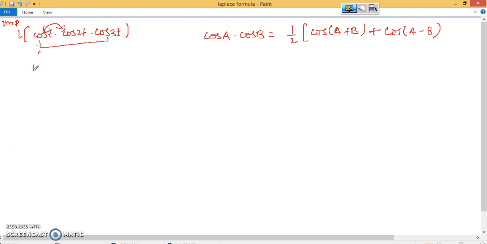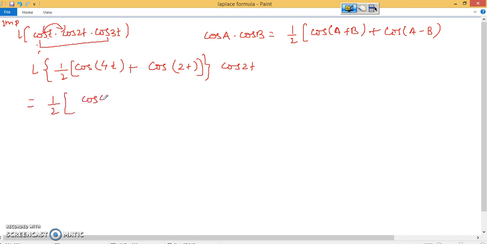So I can write it here, half of cos of A plus B, t plus 3t is equal to 4t, plus cos of A minus B, t minus 3t is minus 2t, which is cos 2t only, and this cos 2t is outside. So again you have to multiply this. So we can rewrite here 1 by 2 cos of 4t into cos of 2t plus 1 by 2 cos of 2t into cos of 2t.